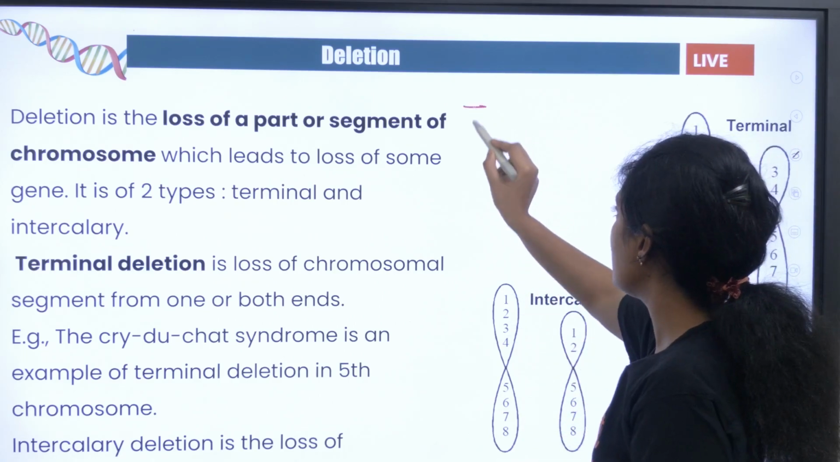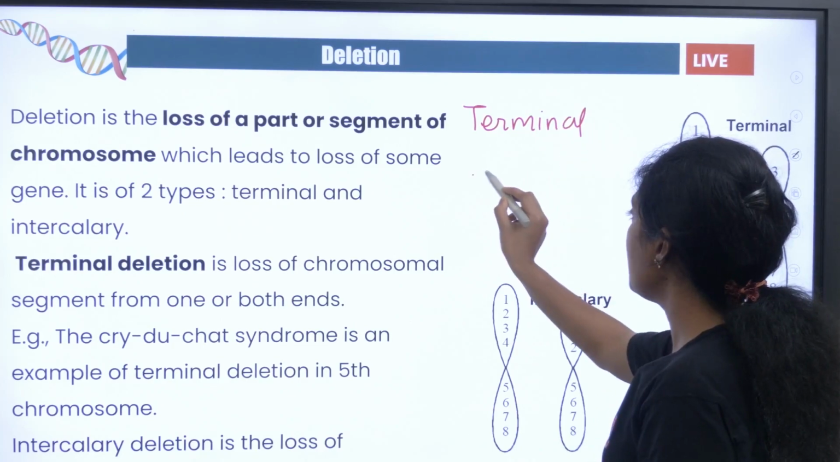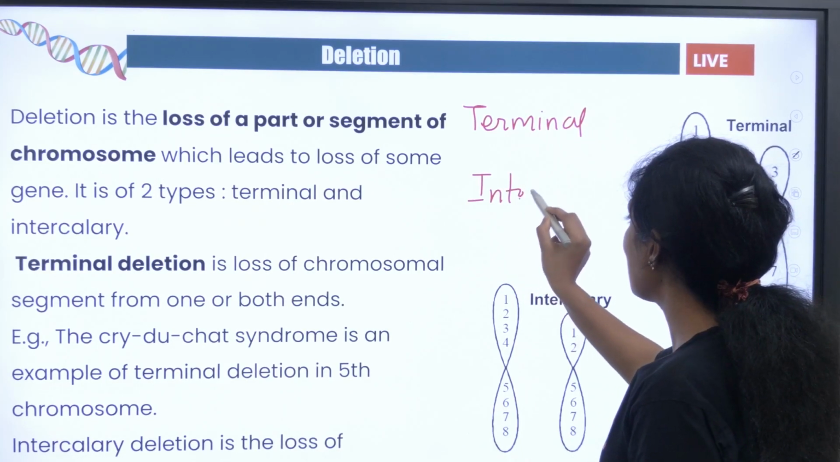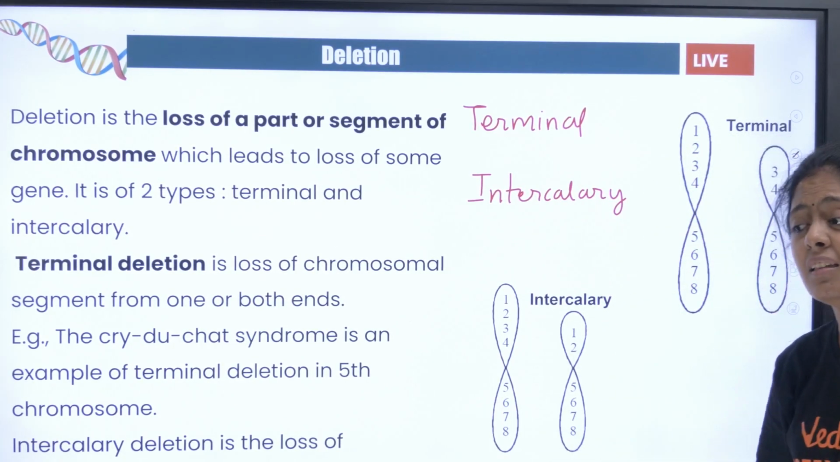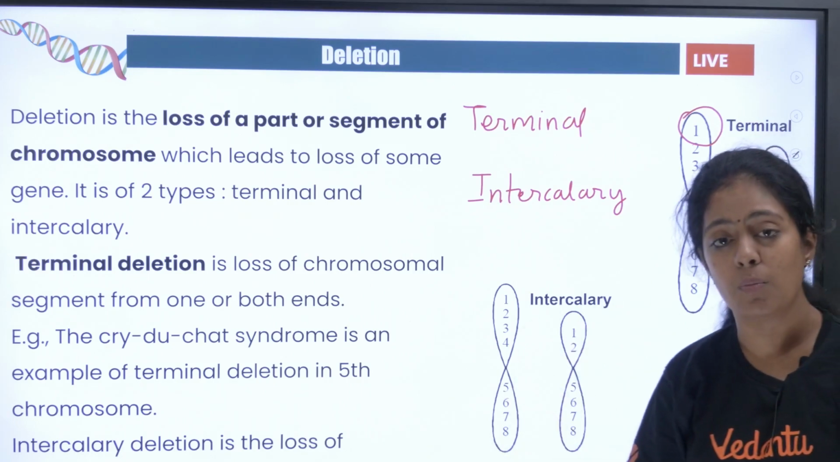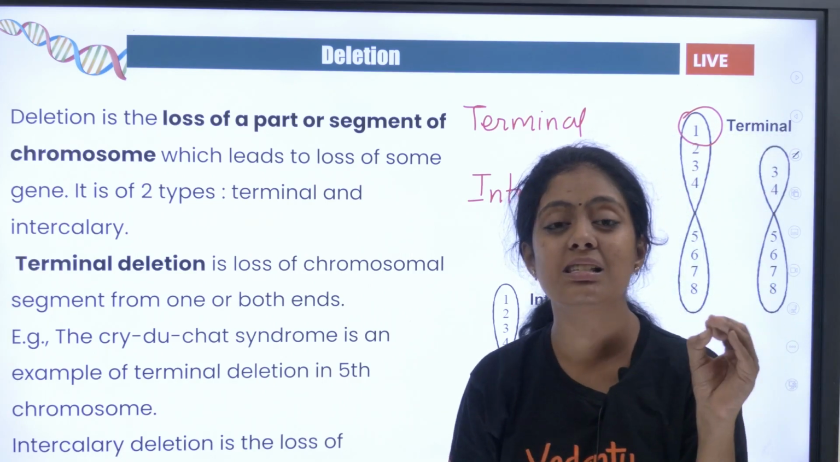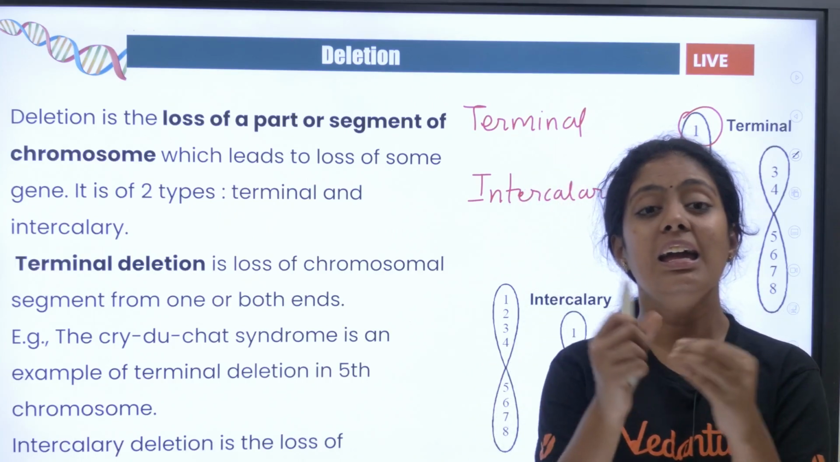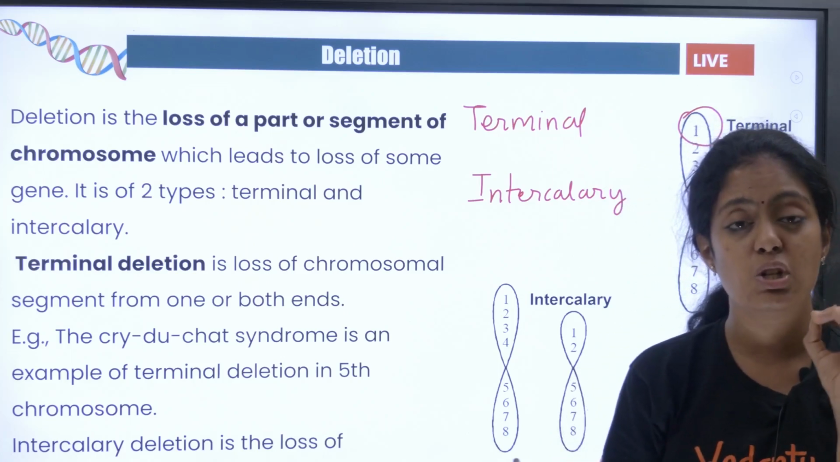There are two kinds of deletion: one is terminal, the other is intercalary. What is terminal and what is intercalary? This picture itself is going to explain it; you don't even need to look at the notes. Terminal deletion means the loss of the terminal of the chromosome. The loss of segments from the ends of the chromosome is called terminal deletion. Something is deleted from the ends, and that is what we call terminal deletion.